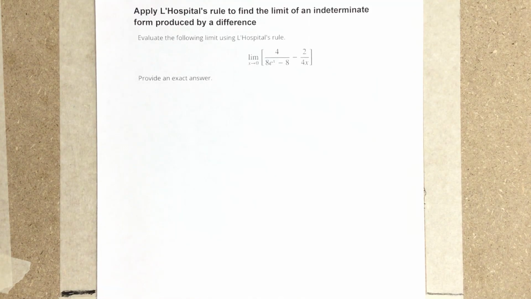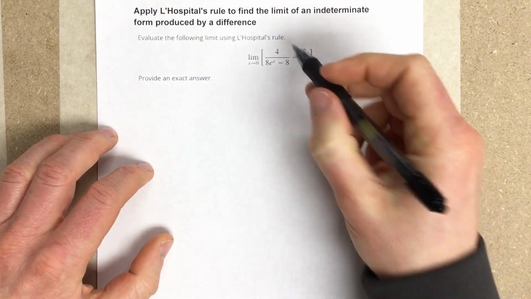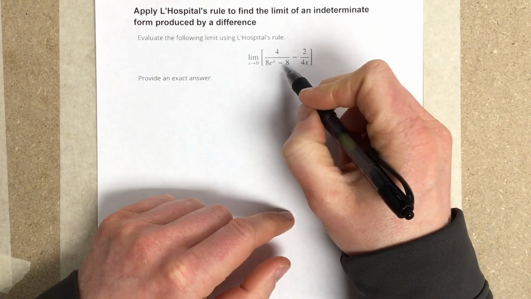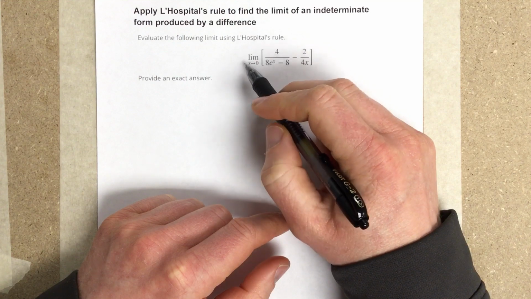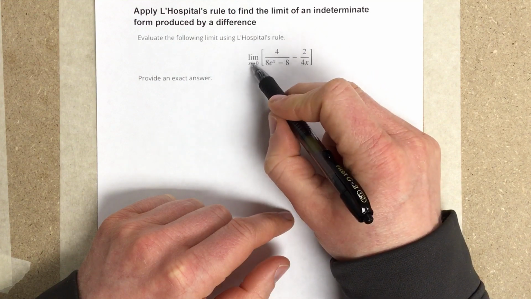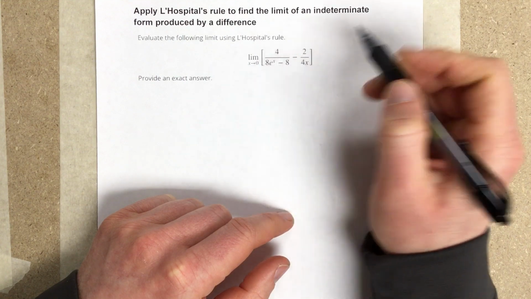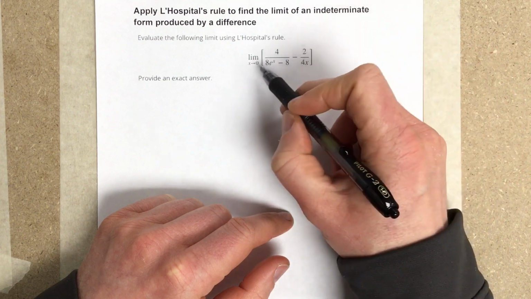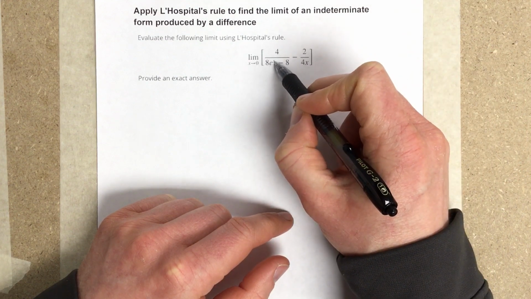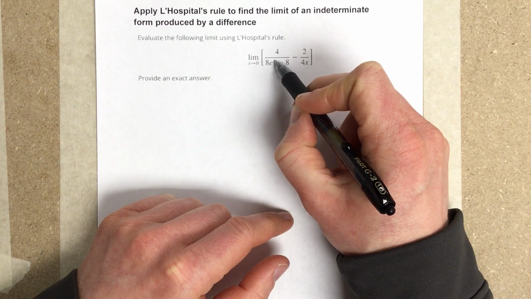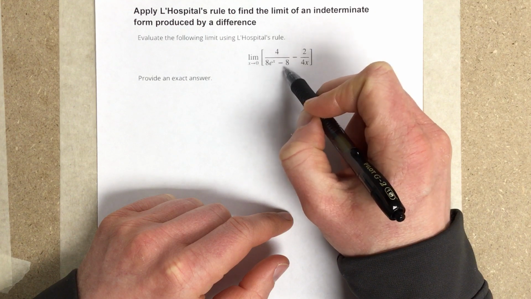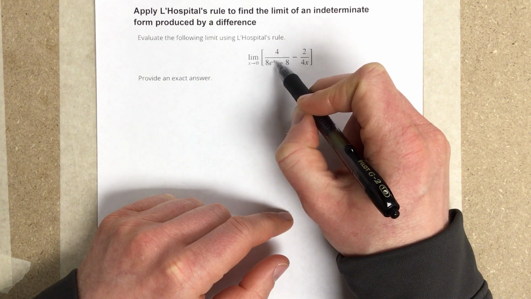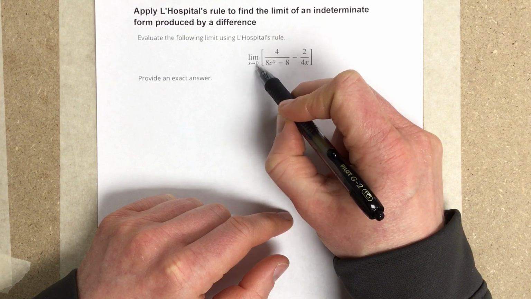In this video, we're going to apply L'Hopital's rule to find the limit of an indeterminate form produced by a difference. So the first thing we're going to do is determine whether or not this limit as x approaches 0 of this function is indeterminate. If I plug in 0, I end up with e to the 0, which is 1. 8 minus 8 is 0, so I have 4 divided by 0.